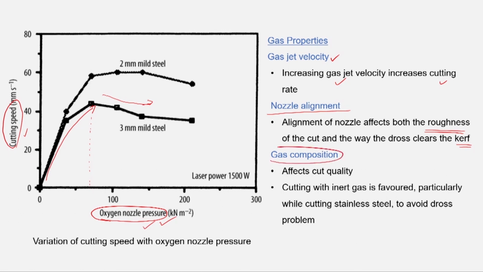Gas composition, we have seen that the gas composition, either we are using inert gas or the oxygen gas, affects the cut quality. If the oxygen is used, then there may be oxidation, there may be problems, and that will affect the surface quality during laser based machining. So, in general, the inert gases are favored during laser based operations when we cut the stainless steel or steel based products, and this inert gas is also helping to reduce the dross related problems, the deposition of dross or dross adherence on the surface.